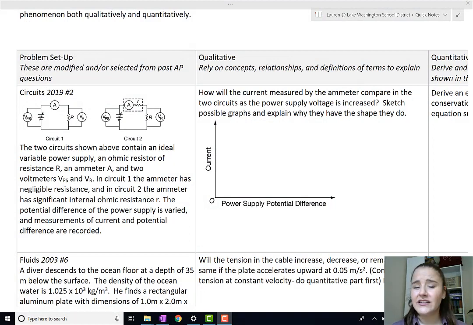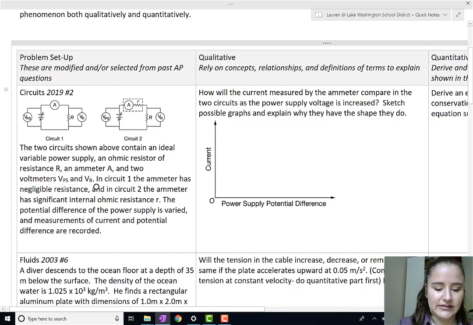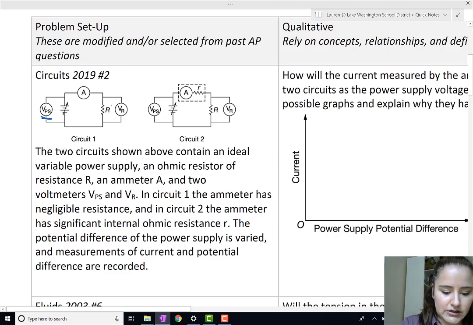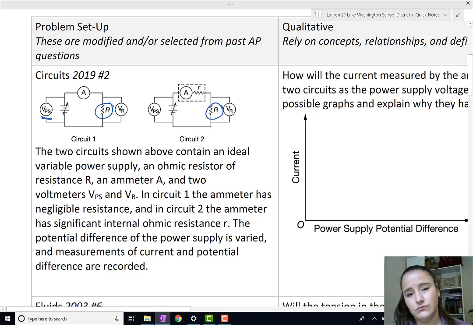Let's look at this first question from the 2019 AP Physics 2 exam, and it has to do with circuits. We have two circuits shown above that contain an ideal variable power supply, that's this VPS, and an ohmic resistor of resistance R. In circuit one, the ammeter has negligible internal resistance, and in circuit two, the ammeter has significant internal resistance little r, and it's ohmic, meaning that it increases linearly when the current increases.